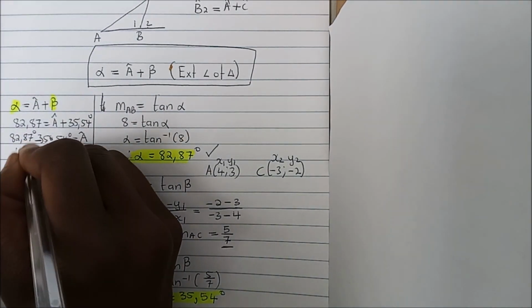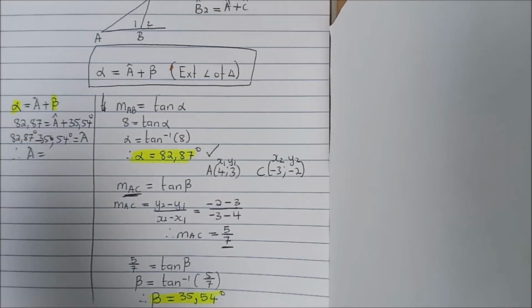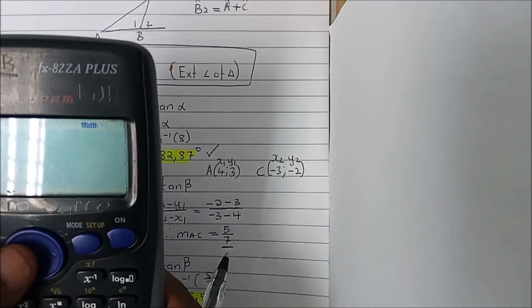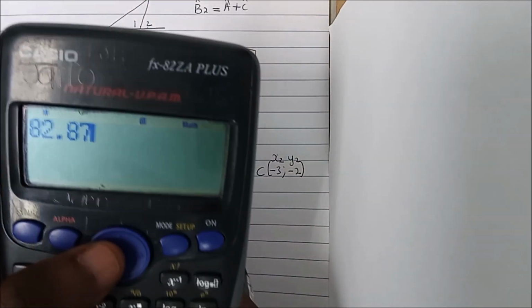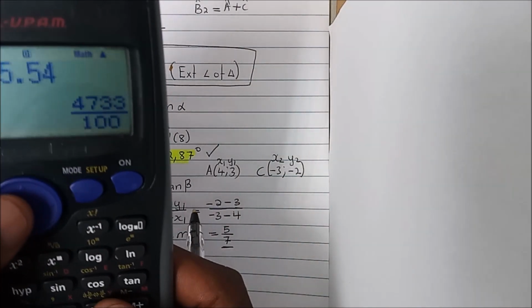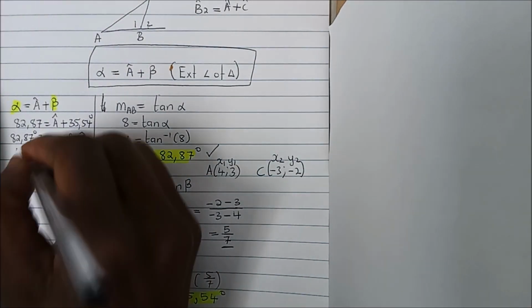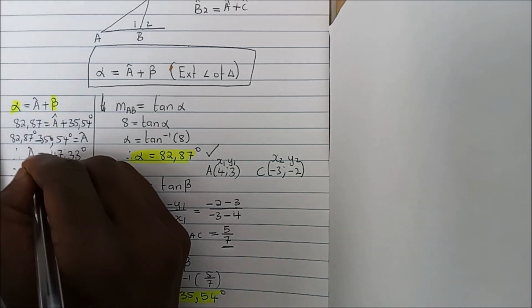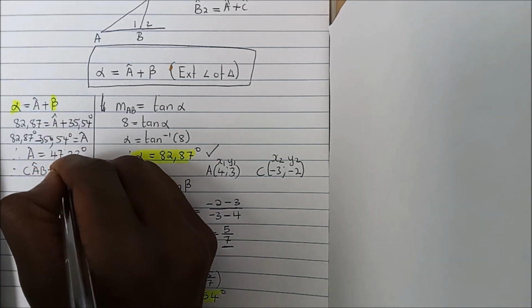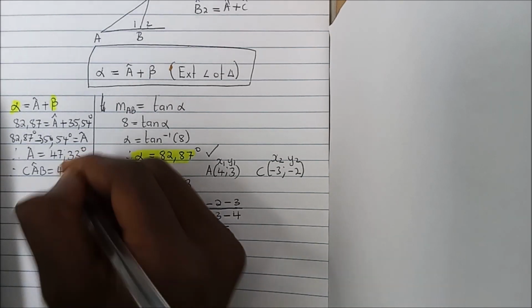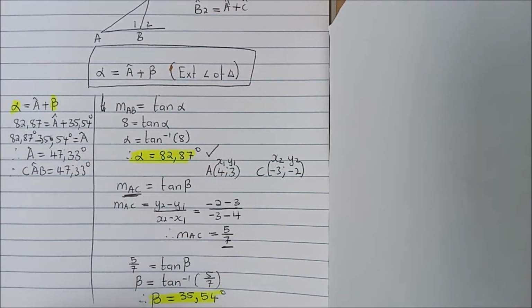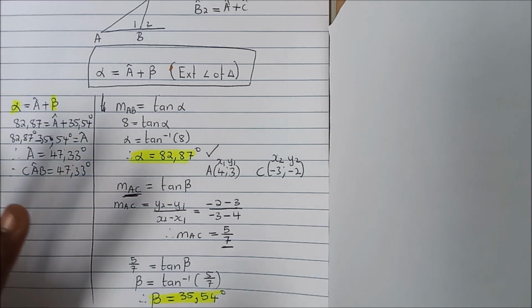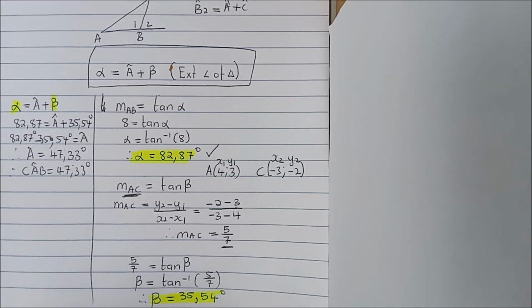So therefore, the value of A will be, using a calculator, 82.87 minus 35.54. So that is 47.33 degrees. Therefore, CAB equals 47.33 degrees. So guys, it's a long procedure, but if you go through such questions whereby you have to use the exterior angle of a triangle, I think you will get used to these problems.